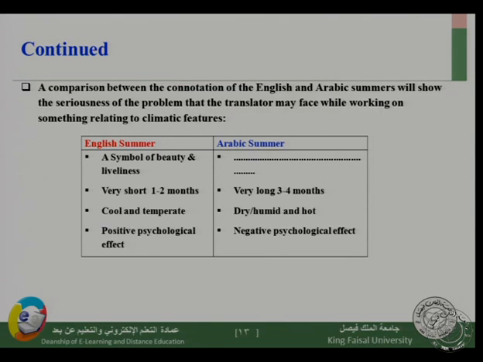Now, the summer in England is very short, one to two months. The summer, for instance, in the Gulf states or in Saudi Arabia is between three and four months. And the English summer is cool and temperate. The summer in Saudi Arabia is dry, humid, and hot. The summer in Britain has a positive psychological effect. The summer in the Gulf states has a negative psychological effect. In other words, let's say in August, it's really, really hot, and people stay indoors, running away from the sunshine.